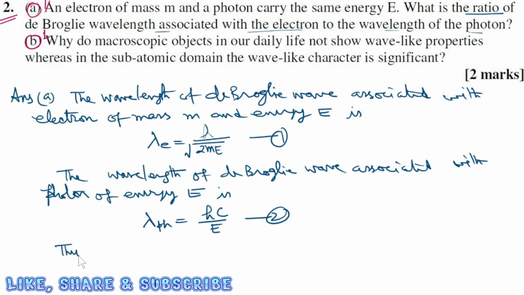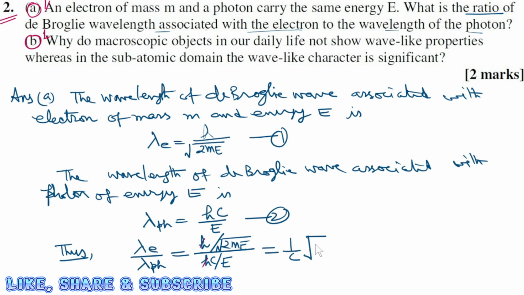Thus, lambda of electron upon lambda of photon should be equal to h upon square root of 2mE, divided by hc by E. h and h will cancel, and this should be equal to, after simplification, 1 by c times square root of E by 2m. This is the required answer.